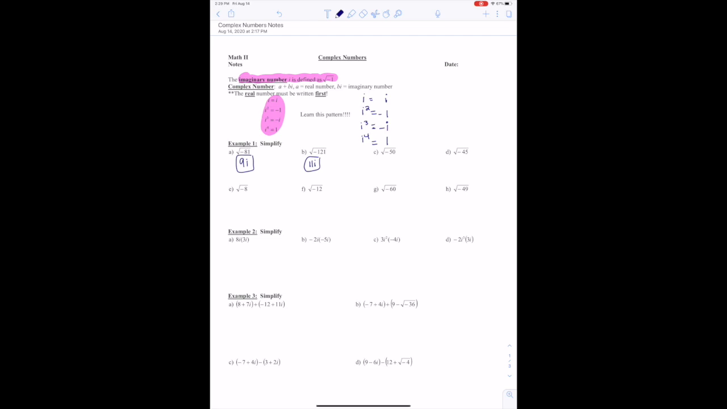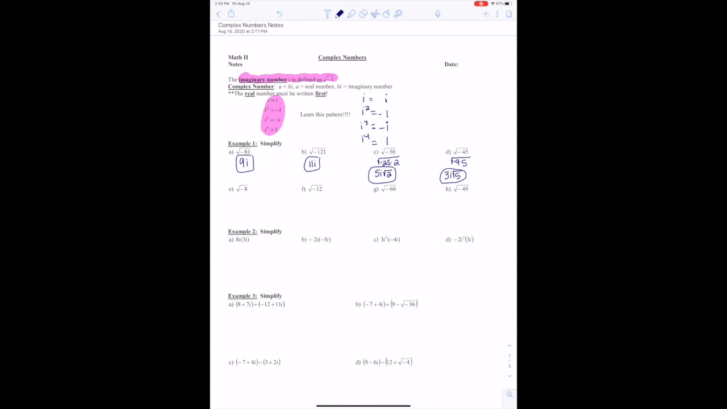Now on C, 50 is not a perfect square, so we do it the way that we've been doing. A perfect square that goes into 50 is 25, 25 times 2. Always pull that negative out. Don't ever leave the negative in the radical. So the square root of 25 is 5, the negative turns into an i, and then you leave the 2 as the radical. D is very similar. We've got to reduce it. A perfect square that goes into 45 is 9, and the square root of 9 is 3. That negative turns into an i. Do not ever leave the negative in the radical. Always pull it out and turn it into an i.